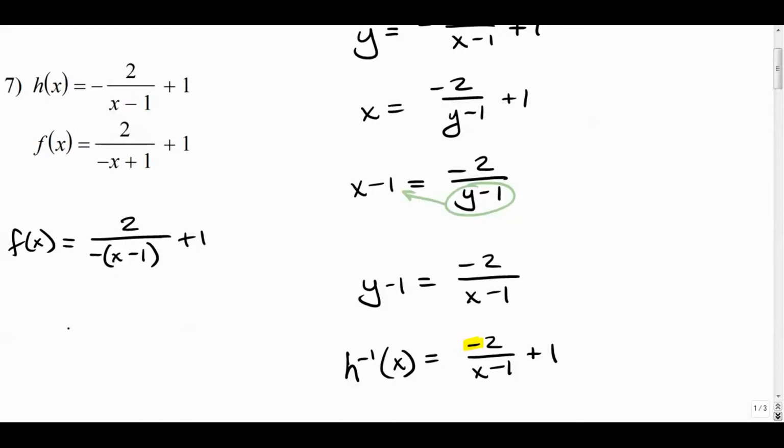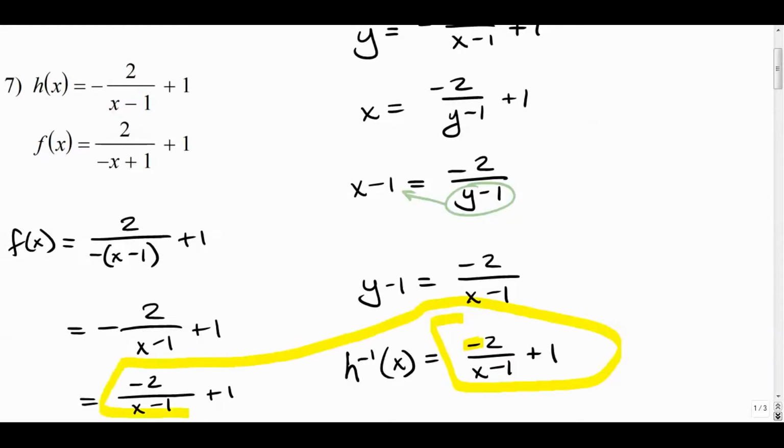A negative can go out front of the fraction, or it can go into the numerator of the fraction, or obviously the denominator. So now you can probably see that indeed this function and this function are precisely the same. So this answer would be yes, these functions are inverses of each other.